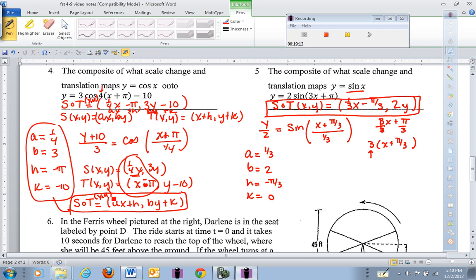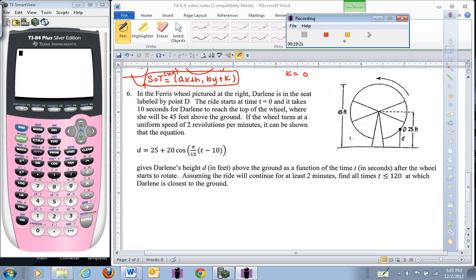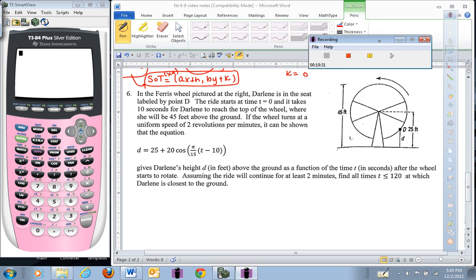Alright. We'll have some more of those that we'll practice on in class as well. Okay, now we're back to the Ferris wheel, and I want to reset my window so that I can put my graphing calculator on here so that you could see this, because we're going to have to graph this on our graphing calculator. It says, in the Ferris wheel pictured at the right, Darlene is in the seat labeled by point D. So she's in the seat right over here, labeled at point D.